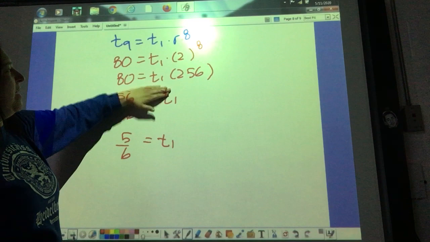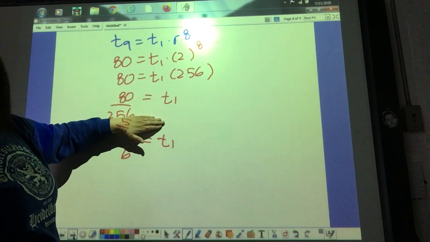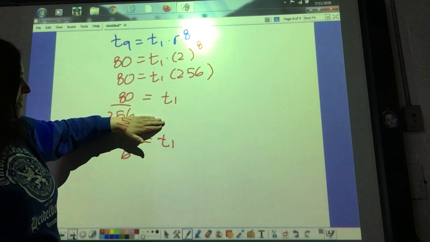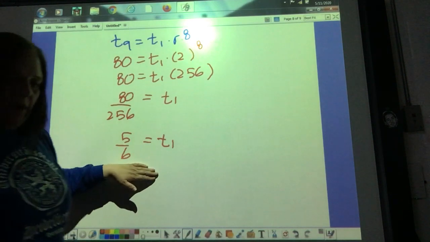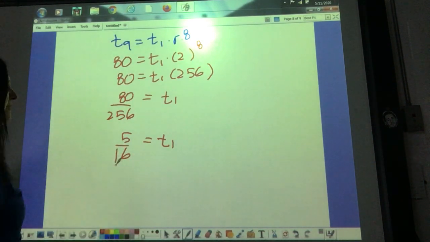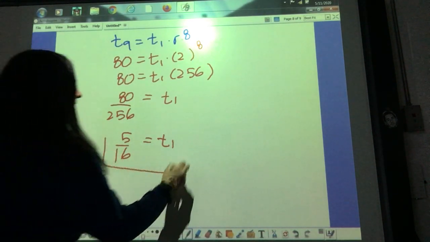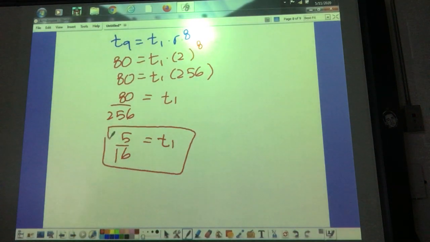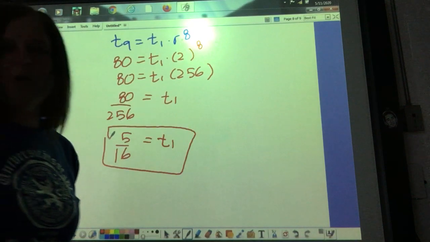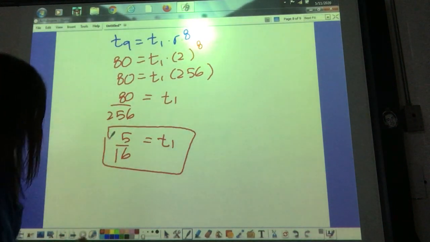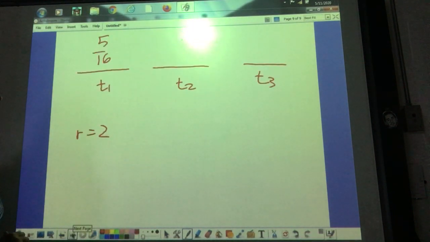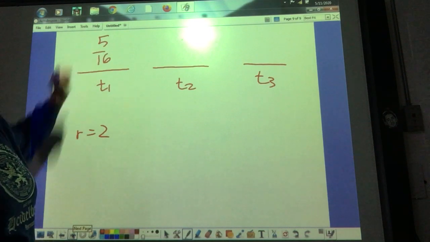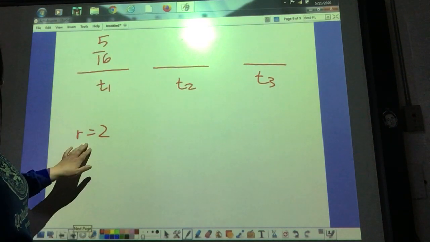Now to solve for T1, we have a fraction. And because I've been working on my mental math skills with all this extra time at home, I know that that reduces to 5 over 16. Okay, so it's long and tedious, but nothing too hard right now. Okay, does anyone remember what the question asked? It did ask us for the first 3 terms. So we now know that our first term is 5 over 16, and we know that the r value is 2.